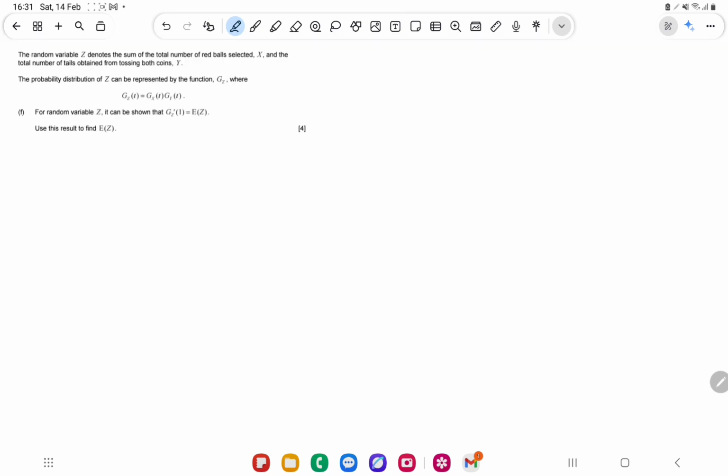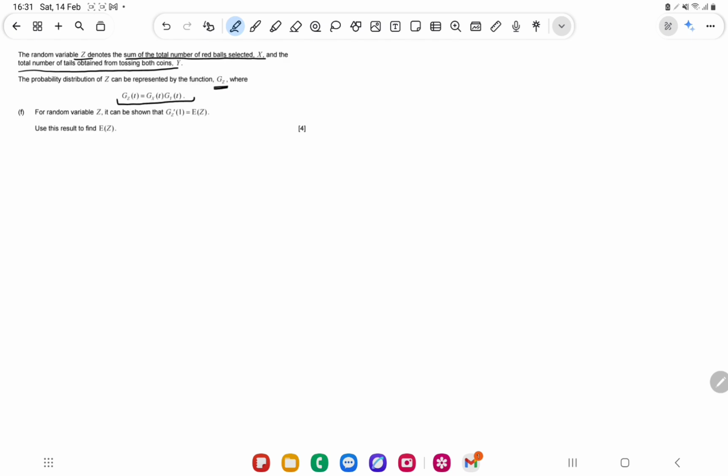Now in the next part of the question it says the random variable z denotes the sum of the total number of red balls selected in x and the total number of tails obtained in y, and the probability distribution is given to me as the G of z function.